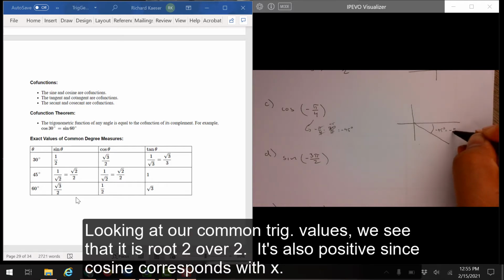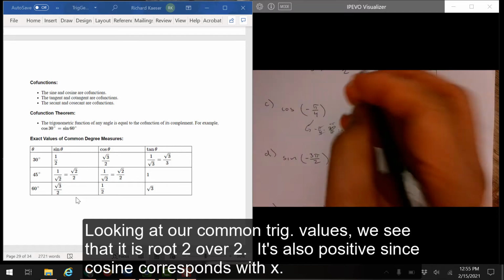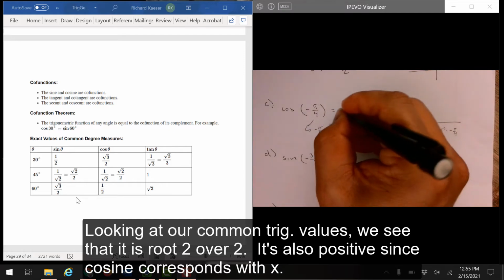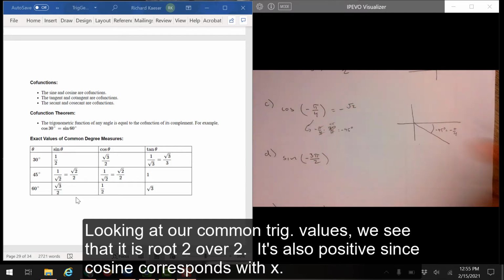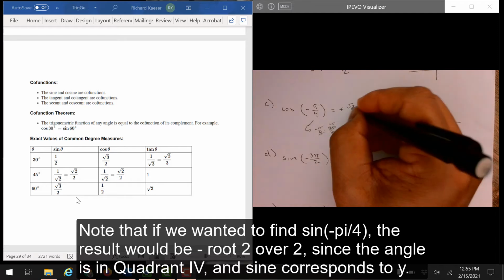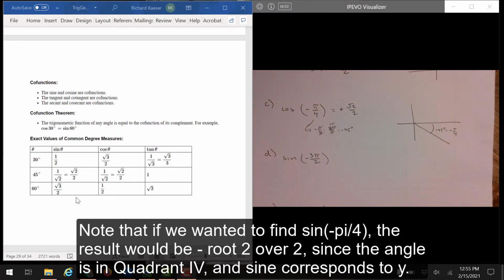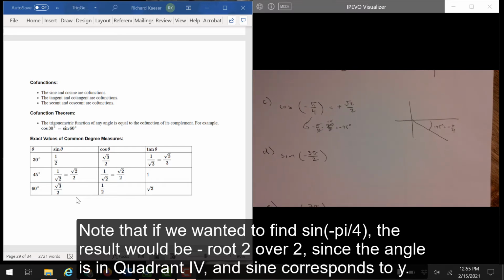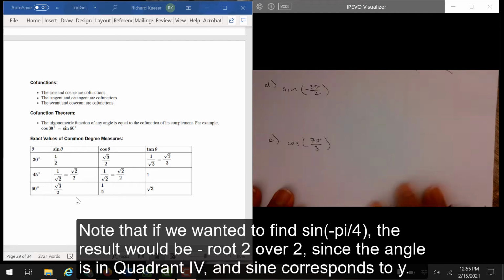Looking at our common trig values, we see that it is root 2 over 2. It's also positive since cosine corresponds with x. Note that if we wanted to find sine negative pi over 4, the result would be negative root 2 over 2, since the angle is in quadrant 4 and sine corresponds to y.